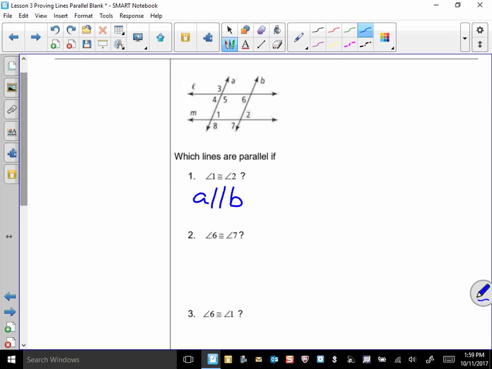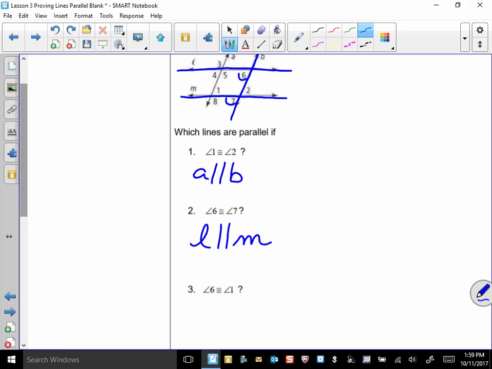6 and 7. 6 is congruent to 7. Once again, they're corresponding angles for lines L and M and transversal B, right? L and M, so that means L is parallel to M.